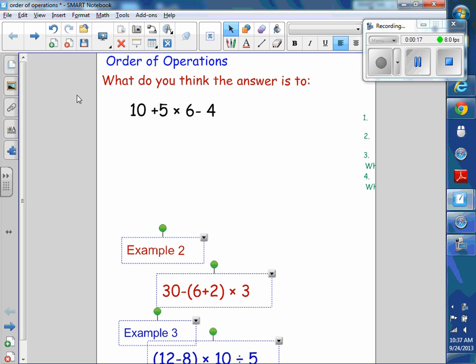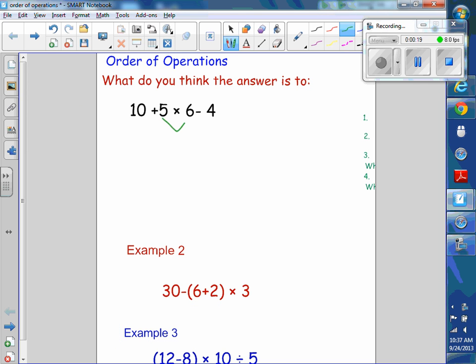What's the first rule? Let's write that down. 5 times 6 is 30. You're correct. And now that we've done the multiplication, you can work left to right. So 10 plus 30 is 40. 40 take away 4 is 36.